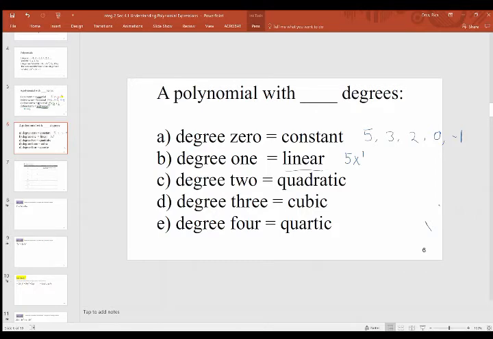If the degree of the polynomial is 2, then it's called quadratic. For example, 5x to the second power. Notice how the exponent is 2. Therefore, this expression is quadratic. If I had 5x to the third, then my expression would now be a cubic polynomial. Why? Well, the degree of that monomial is 3. If the degree of the monomial or polynomial is 4, then we have what's called a quartic polynomial.